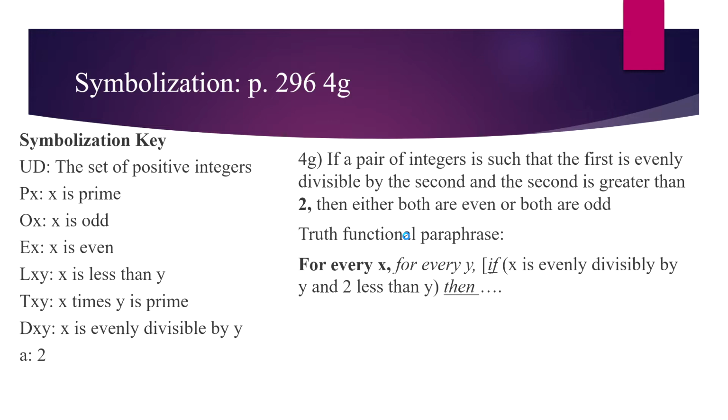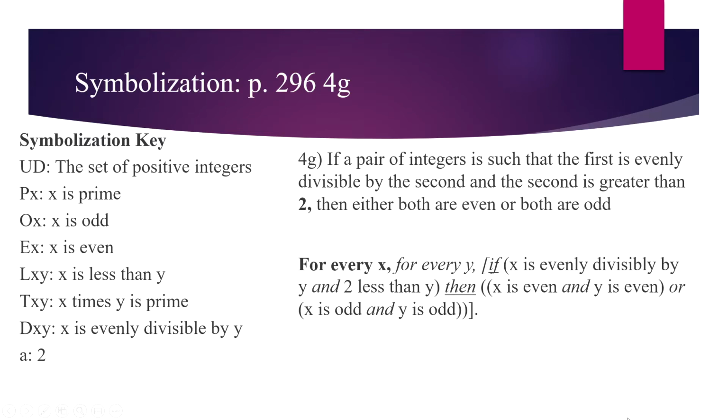For every x and for every y, I've made x the first, right, from the original sentence. So the first is evenly divisible by the second becomes x is evenly divisible by y, and the second is greater than 2 becomes 2 is less than y. Okay, so now let's look at that consequent, either both are even or both are odd, right? We need to break that down into x's and y's and predicates and all of that stuff. So we get then x is even and y is even, or x is odd and y is odd.